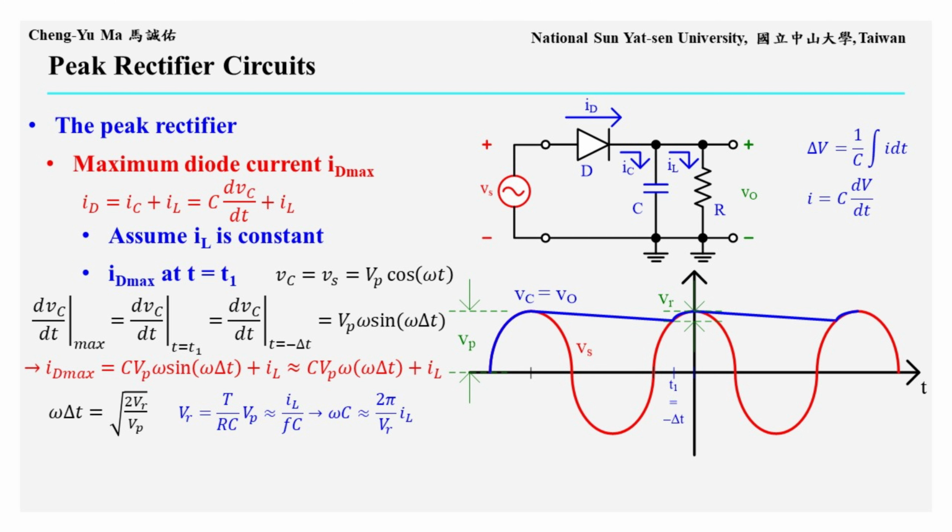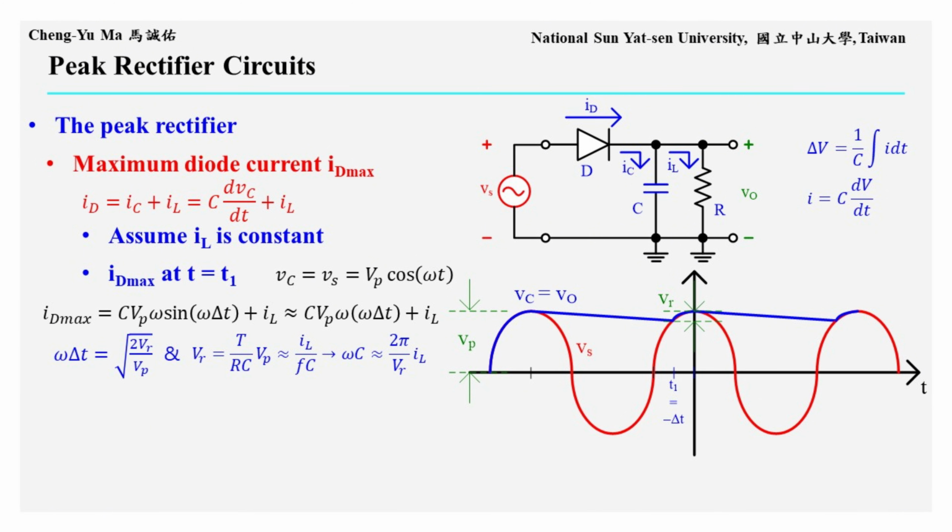Because omega delta t is much smaller than 1, sine of omega delta t can be approximated by omega delta t. Therefore, ID max becomes C times Vp times omega multiplied by omega delta t plus IL. We have already derived omega delta t as the square root of 2 Vr over Vp. We also derived Vr as approximately IL divided by FC. Using these results, omega C can be rewritten in terms of IL and Vr, and then substituted back into the expression for ID max. Finally, we obtain ID max approximately equals IL multiplied by the quantity 1 plus 2 pi times the square root of 2 Vp over Vr.